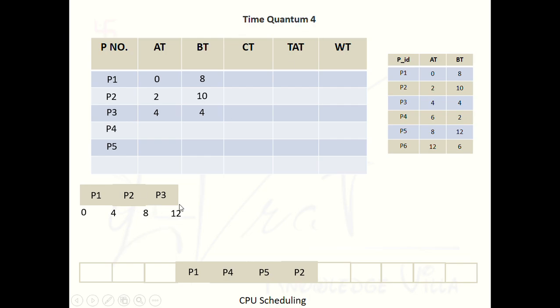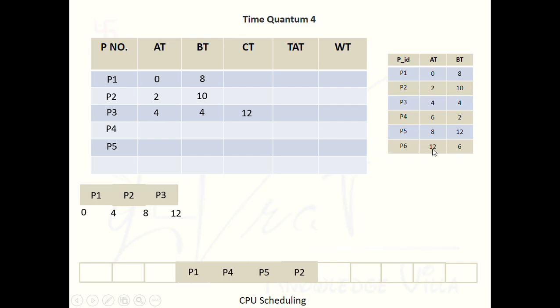The burst time of P3 is 4 time units, so P3 will use the CPU for a time quantum of 4, so 8 plus 4, up to 12 time units, and now there is no more requirement of P3. So P3 completes its execution, and 12 becomes the completion time for P3. Due to the complete execution of P3, we will not put P3 inside the waiting queue, because P3 no longer requires CPU.